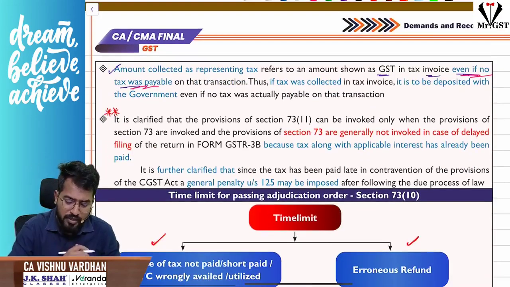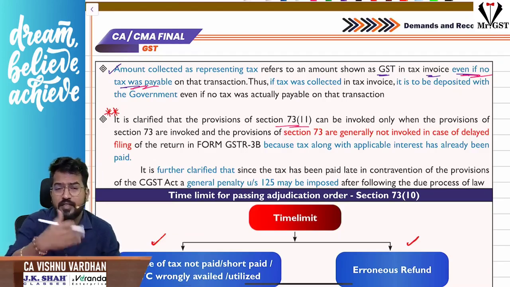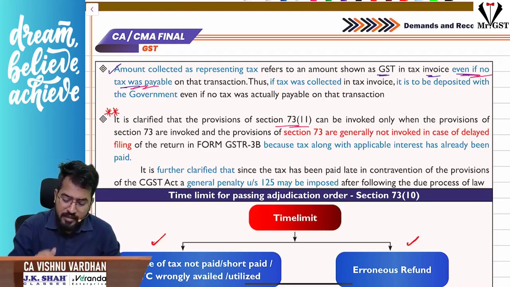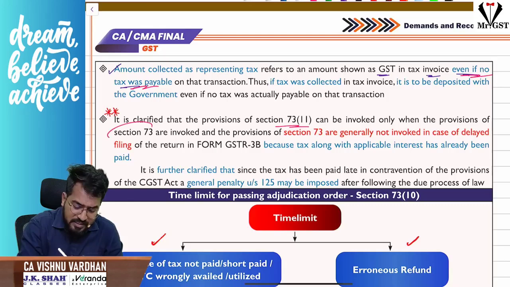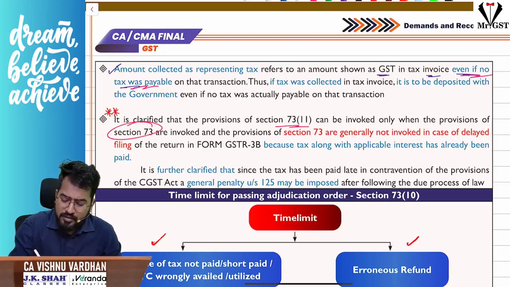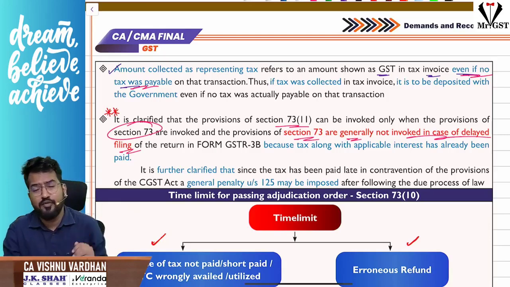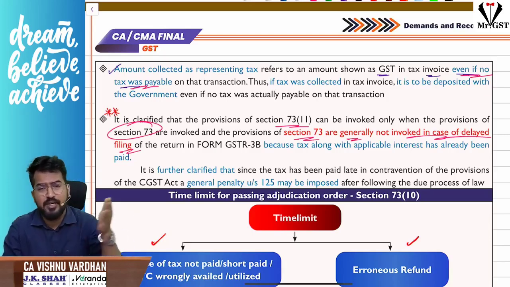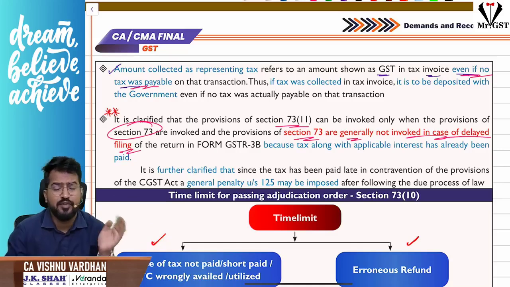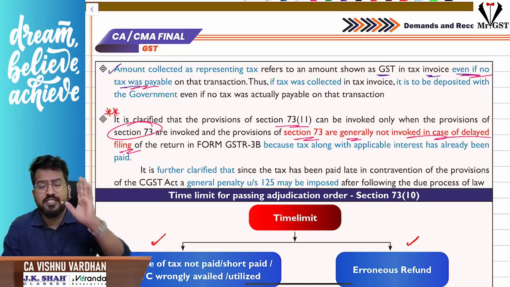And one more important point, please understand, sir, 73 subsection 11, that is, you are self-assessing the tax and you are paying it late, will be invoked only when section 73 is invoked. So 73 is generally not invoked in case of delay in filing the returns. That means GSTR1 you have filed, GSTR3B you don't file, that means you have assessed your tax in GSTR1 but you are not paying that. Because of that, they will not straight away invoke section 73.